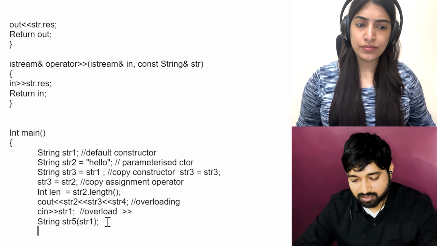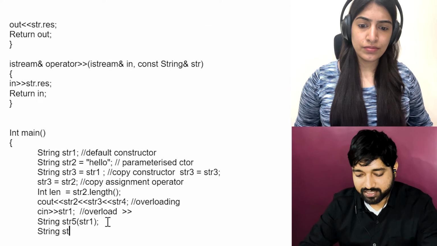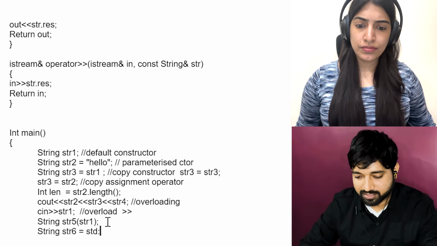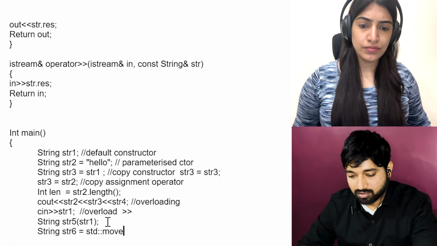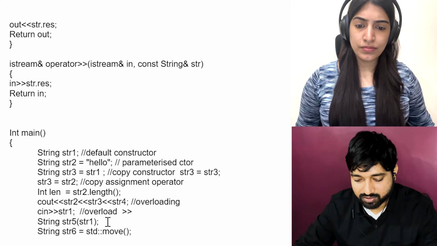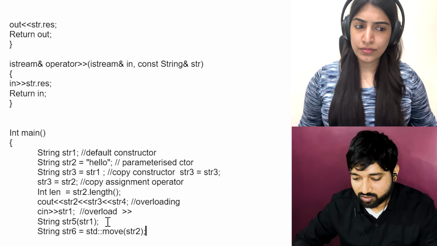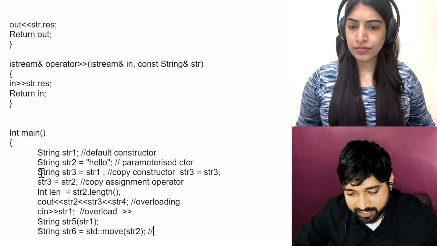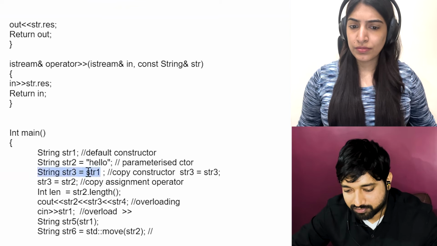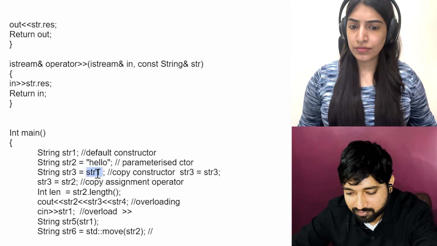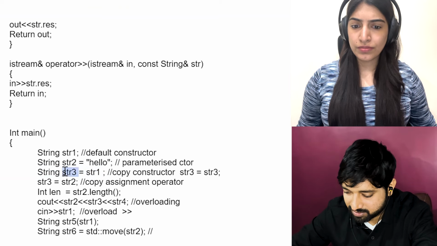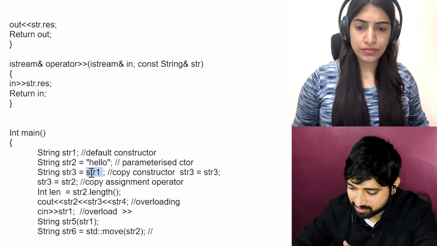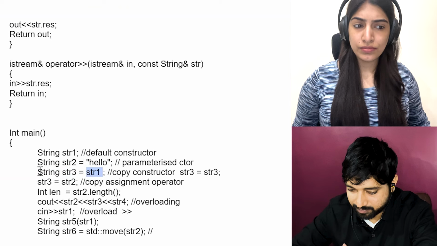What a user will do is write str6 equal std::move of, suppose, str2. We need to understand what we are trying to do here. Before, we used to write str3 equal str1. What we were trying to do there was copy all the things in str1 into str3, the whole object.